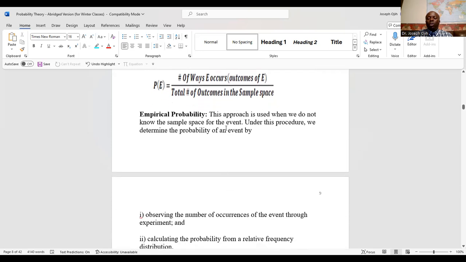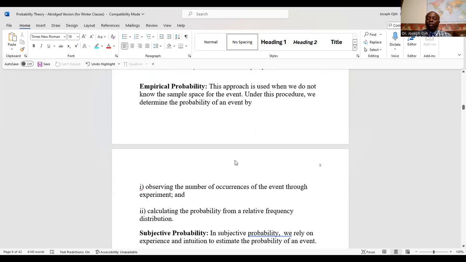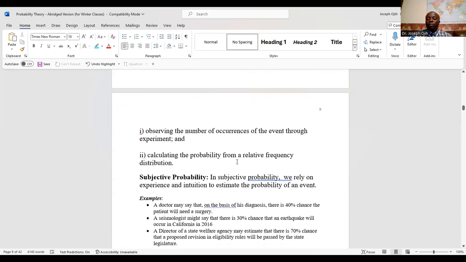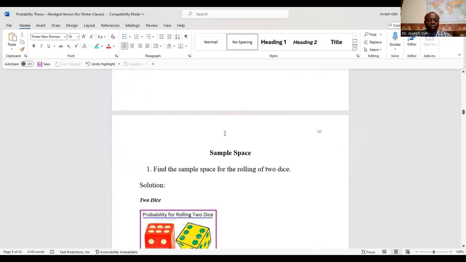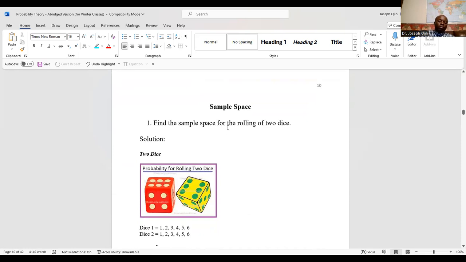For empirical probability, we don't normally know the sample space. So we have to estimate it by actually observing the number of occurrences of the event through an experiment, and then calculating the probability from the relative frequency. Like I mentioned a few minutes ago, subjective probability, we don't use it, so we're not going to bother ourselves with that. So let's look at this one.